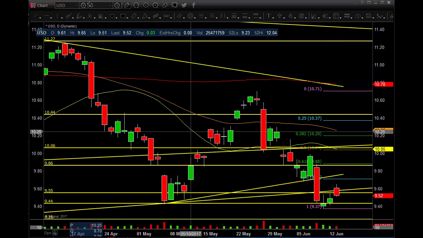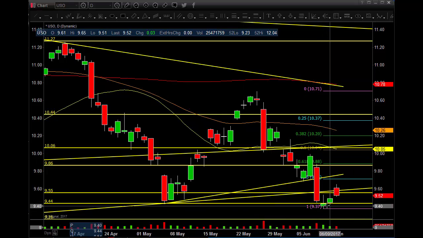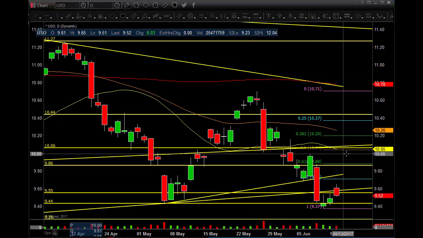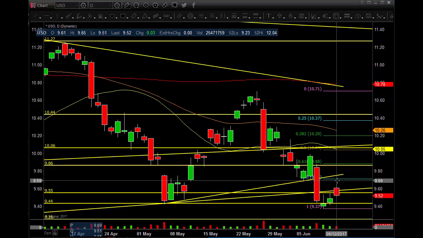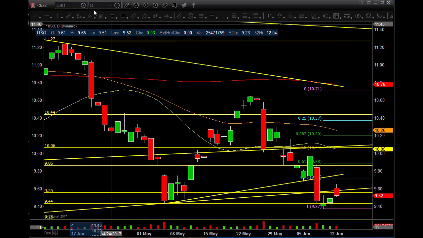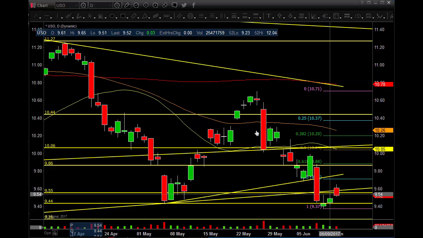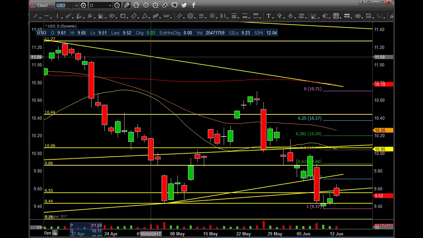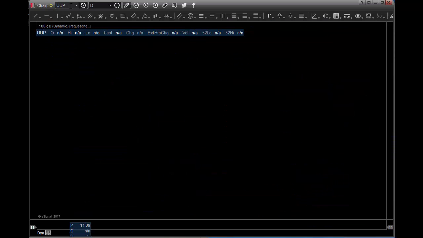So let's keep an eye on the USO, guys. Nothing wrong, a little bit weak. Let's see if this thing can continue going. Remember, we'd like to see some follow through on these. Instead, we got a gap up and a crap out, and we close at the lows of the day and below the pivot of the day before. All right, let's go into the UUP.